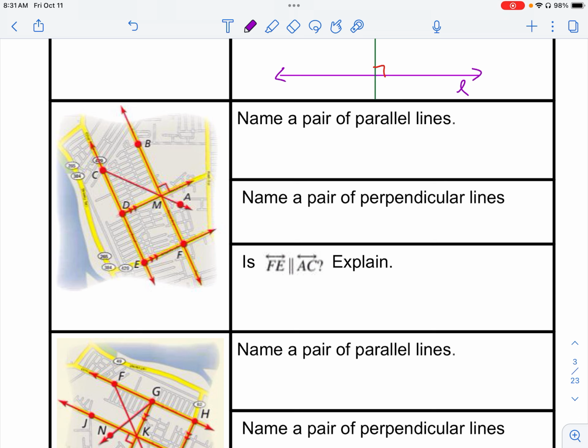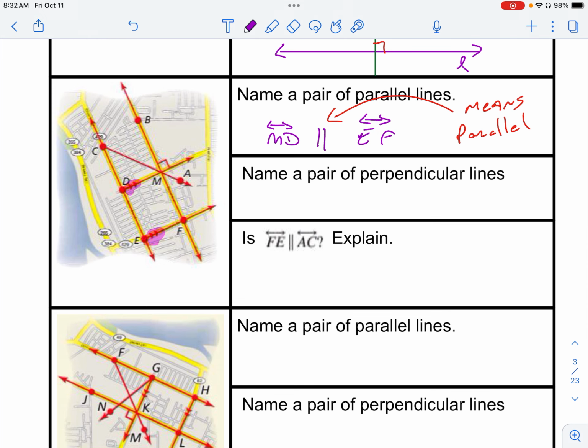All right, so let's look at a couple of real-world examples. So let's name a pair of parallel lines. Here we got arrows, and here we got arrows. We have two, and like I said earlier, ones go with ones, twos go with twos. So our parallel lines are going to be line MD and line EF, and we're going to write it like this, because this means parallel.